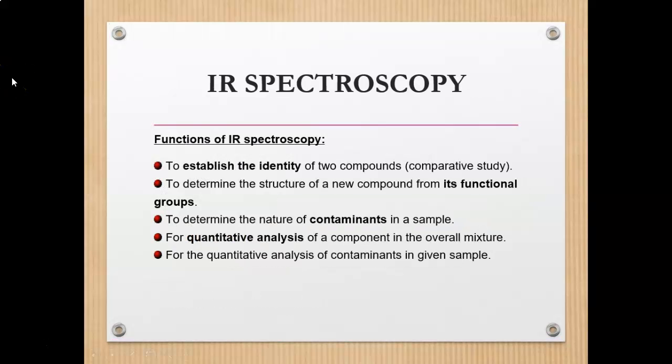Now we look at the specific function of IR spectroscopy. Okay, first one is we want to establish the identity of two compounds. If you want to make a comparable study, you can use FTIR. For example, if you want to make a modification of a certain polymer with and without the incorporation of, for example, you want to modify unsaturated polyester resin with coconut shell.